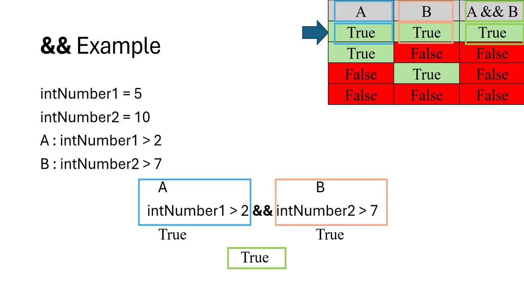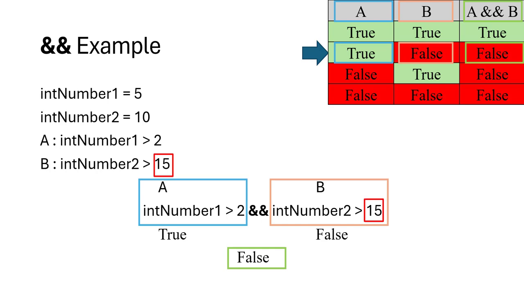Here's an example of the first row. If I declare the variable int number1 and assign it the value of 5, then I have another variable called int number2, assigned to 10. Condition A, or the first condition, would be int number1 greater than 2. In that case, I'm comparing 5 and 2. Is 5 greater than 2? The answer would be true. Condition B is comparing the value of int number2 with the value of 7. Is int number2 greater than 7, which means is 10 greater than 7? That will yield a true result. True and true equals true.